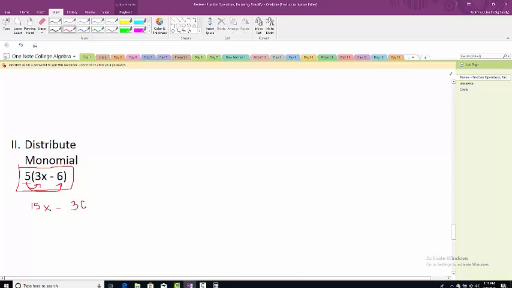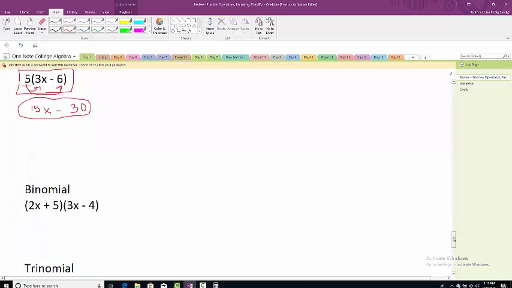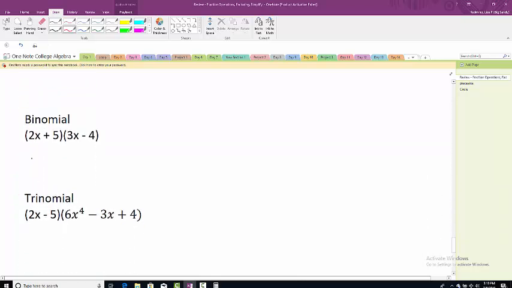And that's as far as we can go. All we did was distribute. Can't solve because there's no equal to sign. Next we're going to do a binomial times a binomial.